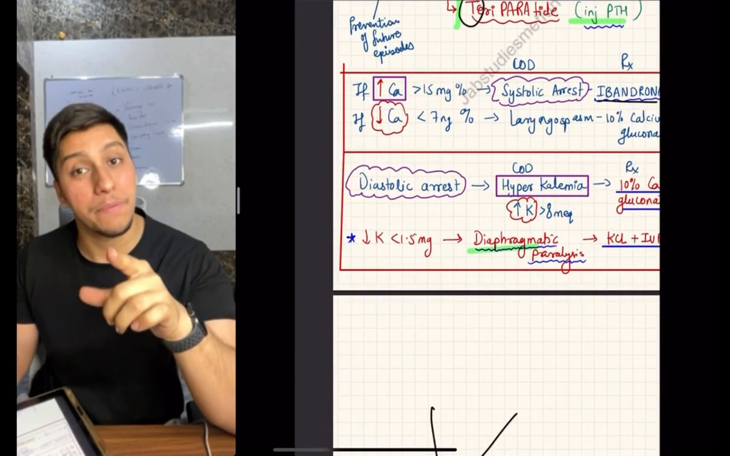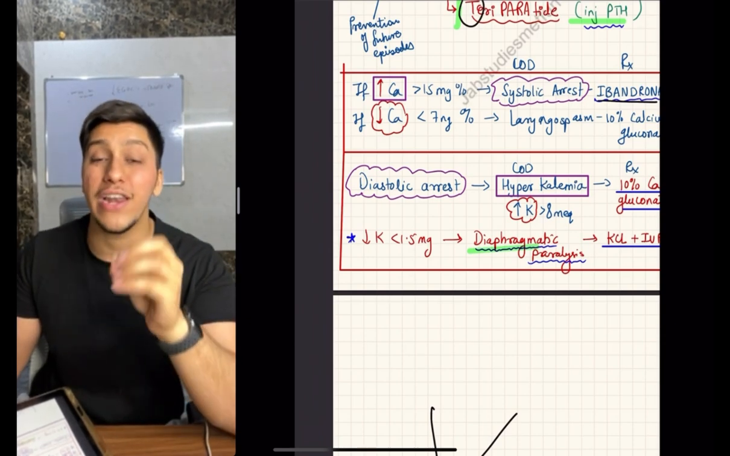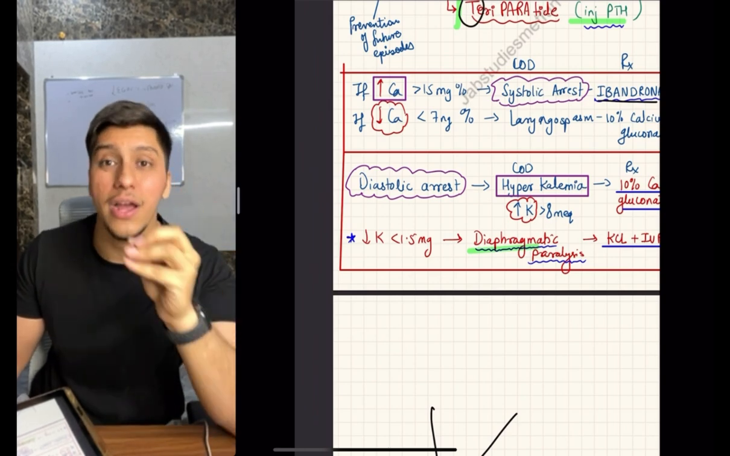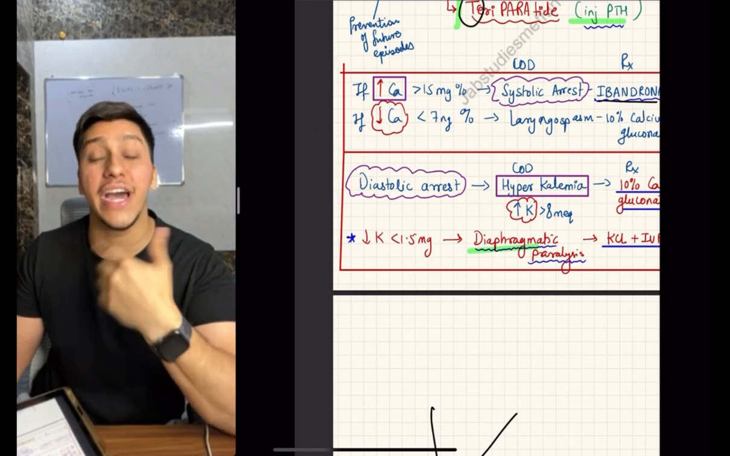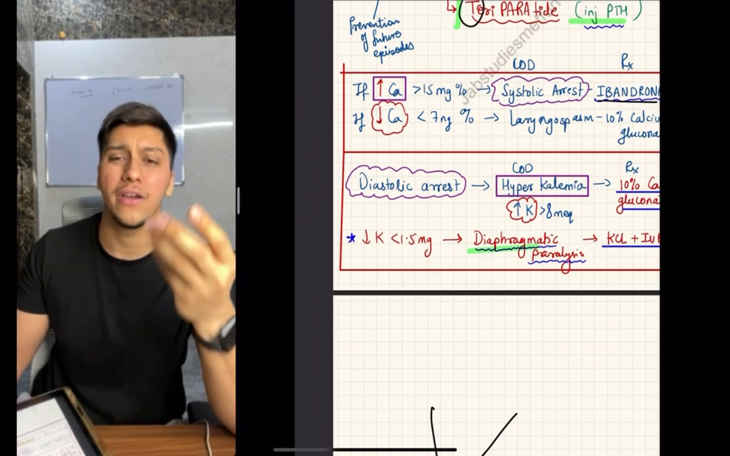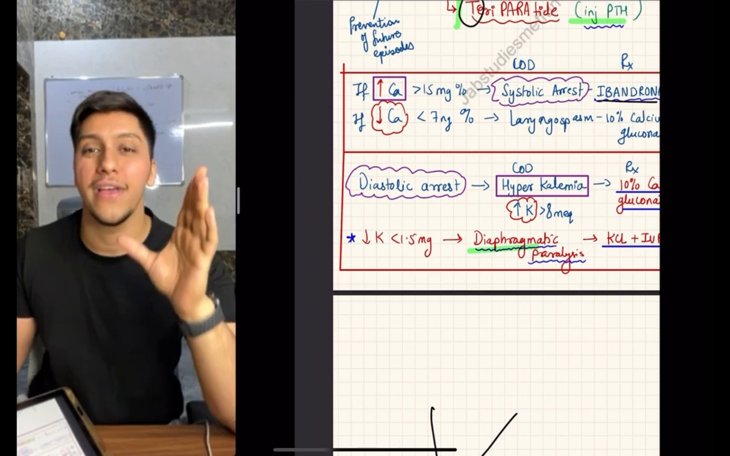And whenever there is hyperkalemia, again, you're going to give 10% calcium gluconate. Hypokalemia values are less than 3.5, severe is less than 2.5. If there is severe hypokalemia, the patient can have diaphragmatic paralysis and thereby die. So in case of hypokalemia, if there is less potassium, just give more potassium. So you give KCl plus IV fluids.